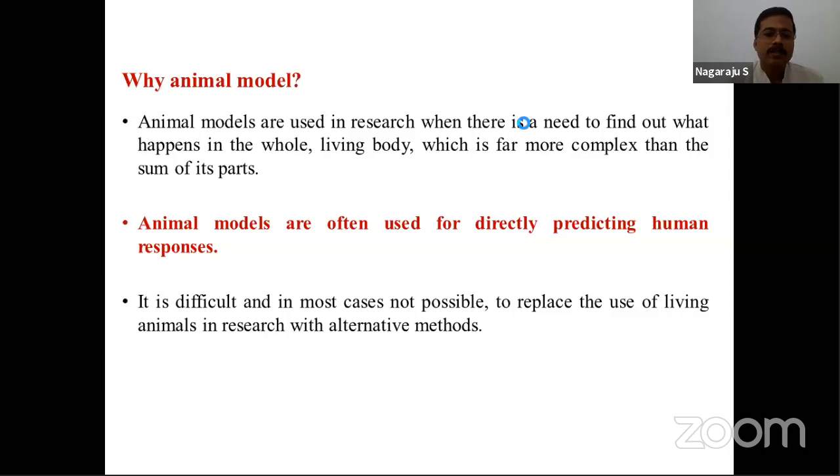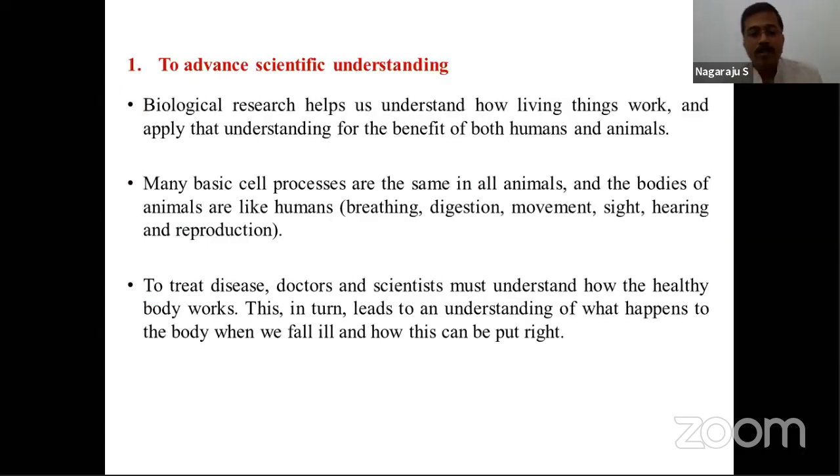Animal models are often used for directly predicting human responses. So what is the human response to that? In most cases it is difficult to find. It's not possible to replace the use of living animals in research with alternative methods. I will come to that when we speak about one of the disease conditions where it's difficult to find the animal model itself. So first, we need an animal model to advance scientific understanding.